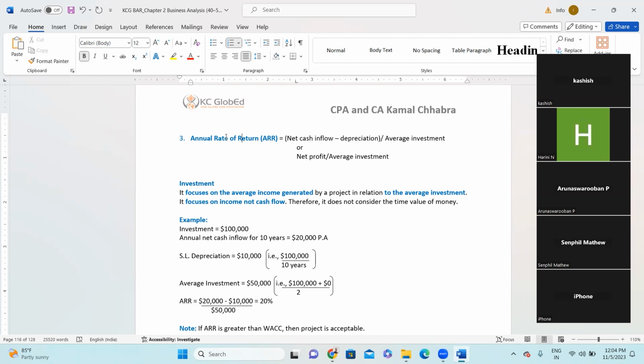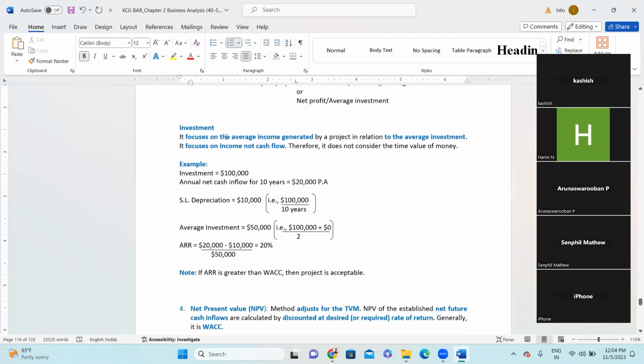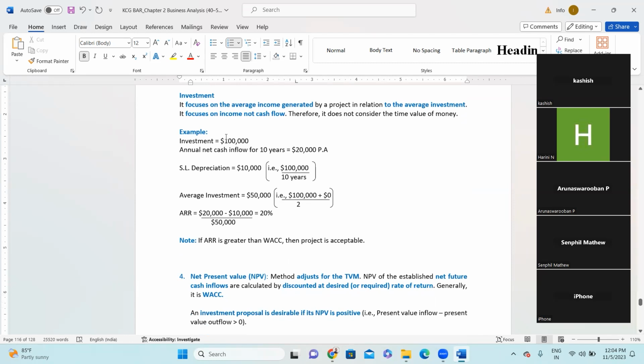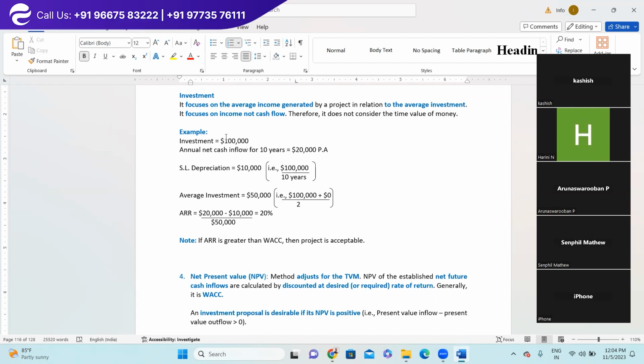Annual net cash inflow for 10 years is $20,000 per annum, right? And you have a straight line depreciation of, let's say, 10 years is $10,000, right? So average investment is $50,000. That means opening investment plus closing investment divided by 2, $50,000, right?